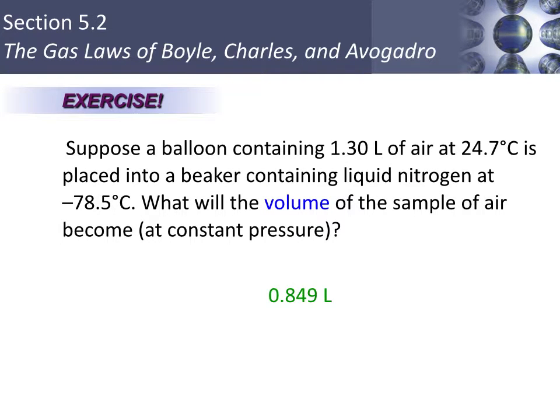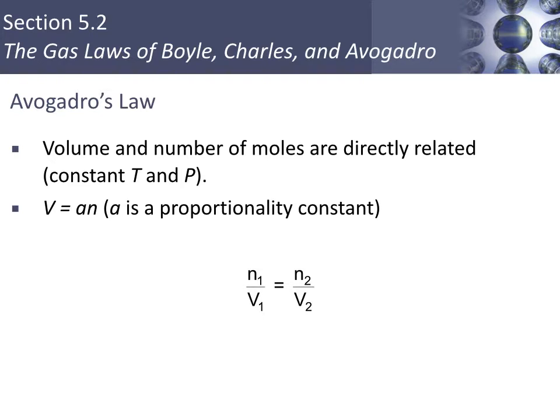if you have a balloon at 1.3 liters and 24.7 degrees Celsius, and then you put it in a temperature of negative 78.5 degrees Celsius, what would the new volume be? It's important to note here that these numbers are given to you in Celsius and they need to be converted to Kelvin. If you work through that problem, you should see that the new volume is 0.849 liters.